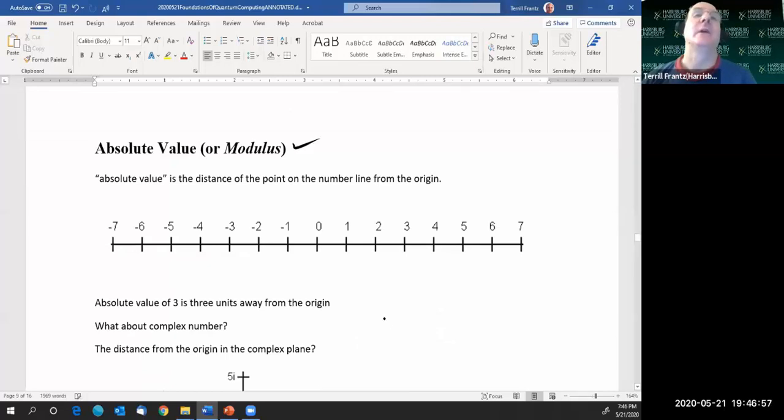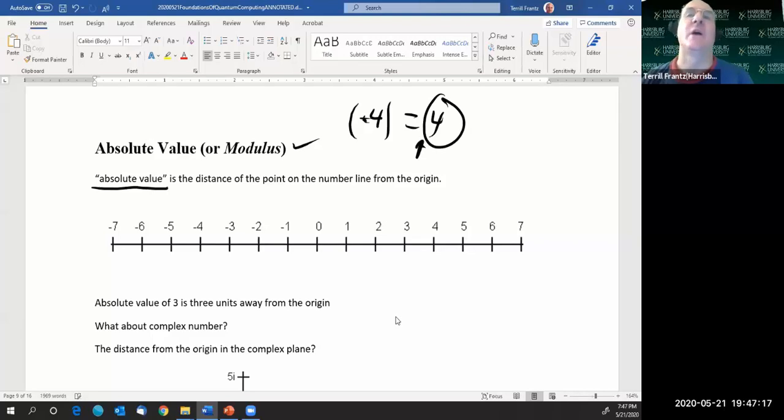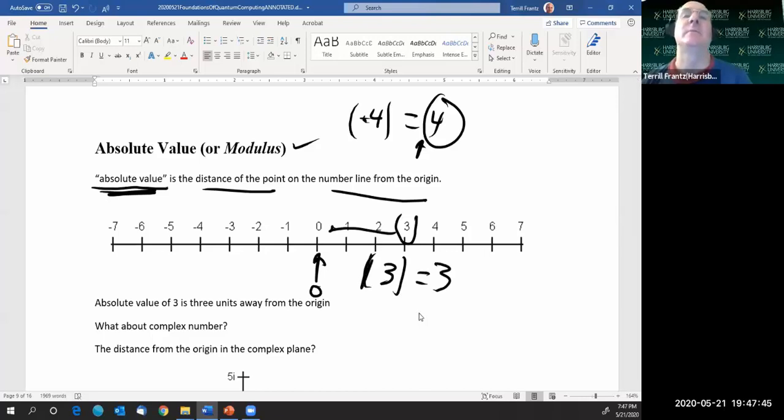All right, so the next thing, before we get into addition, subtraction, multiplication, division, is the absolute value. First of all, in grade school, we're taught the absolute value of 4 is 4, so we basically want to drop the sign. But really, the mathematicians think of the absolute value as the distance of the point on the number line from the origin. And the origin, of course, is 0. So if I had the number 3, it's 1, 2, 3 away from the origin, so the absolute value of 3 is 3. If I had minus 4, it's 1, 2, 3, 4, and so the absolute value is 4.